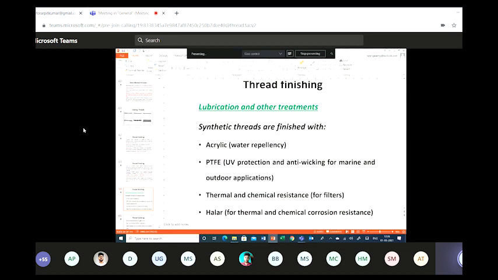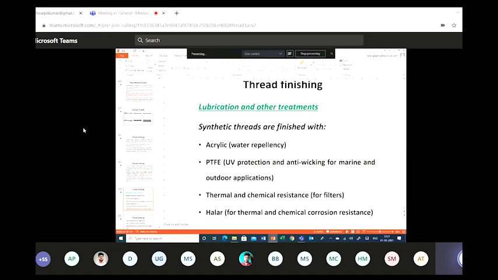And there are many other treatments. There are hundreds of finishes available. They're all proprietary, and not disclosed in the public domain. People are making millions of dollars in developing specialized finishes. So we don't know much about them, but broadly we can see the categories.